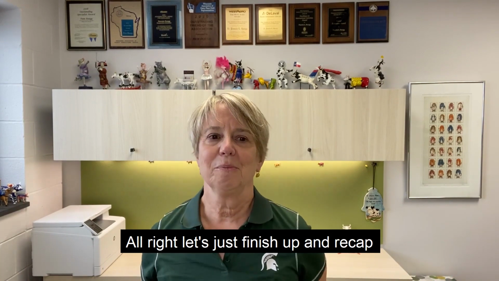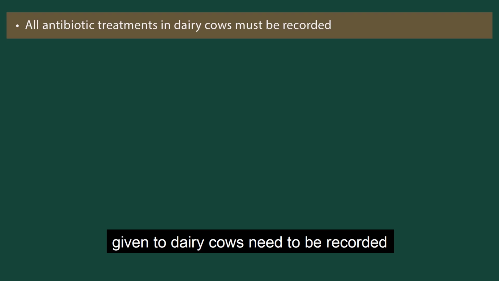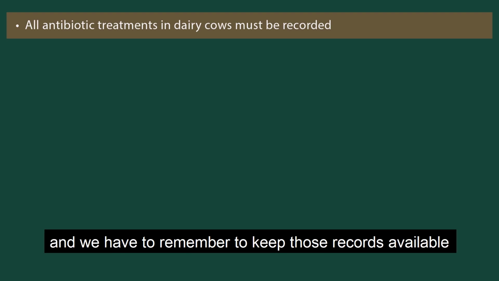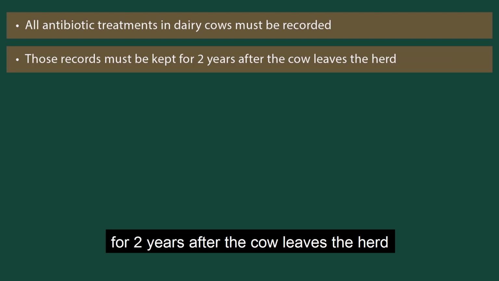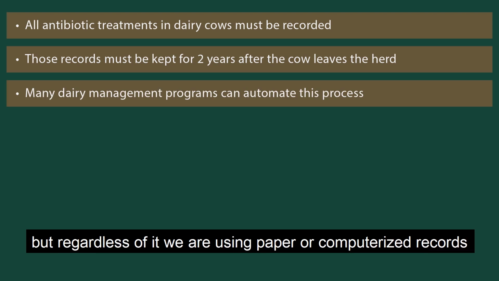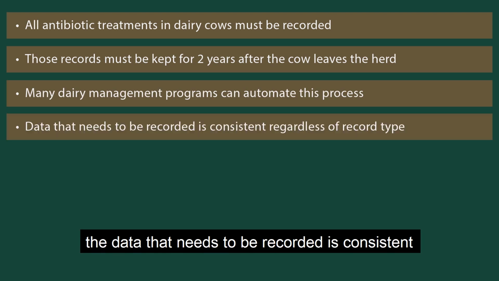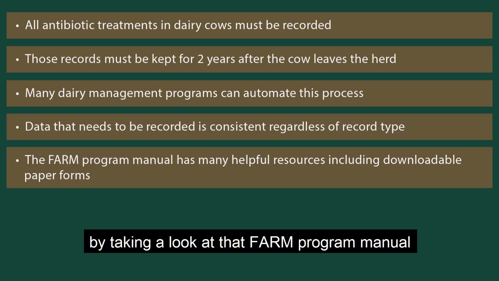All right, let's just finish up and recap. Obviously, all antibiotic treatments given to dairy cows need to be recorded, and we have to remember to keep those records available for 2 years after the cow leaves the herd. Many dairy herd management programs can help with this process, but regardless of if we're using paper or computerized records, the data that needs to be recorded is consistent. And you can find examples of this information by taking a look at that FARM program manual.